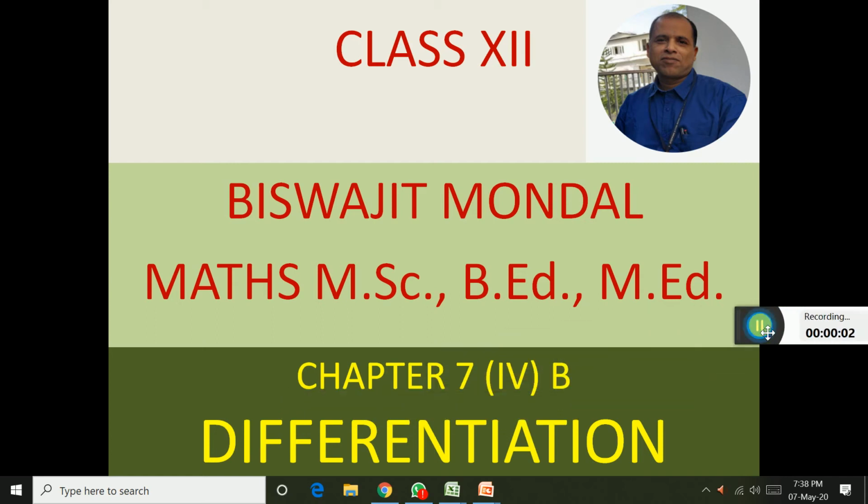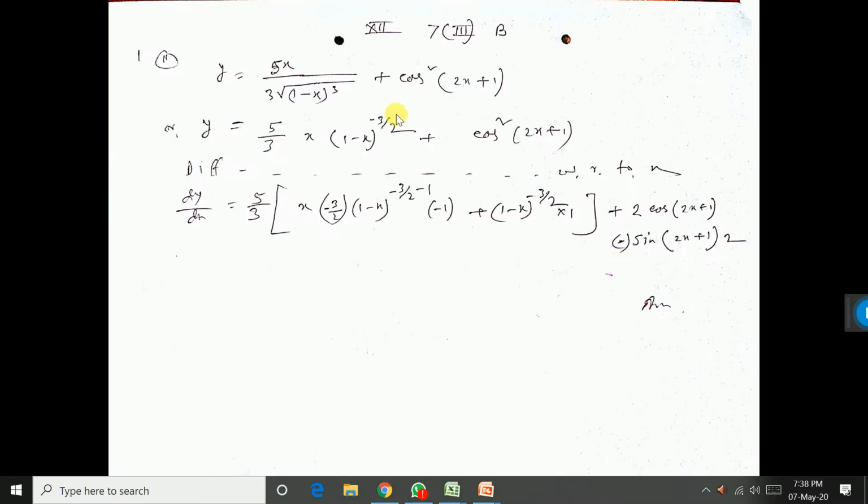Class 12 students, I am doing differentiation from your book, that is Suranjan Saha and Shobita Saha book, exercise 7.4b, differentiation.